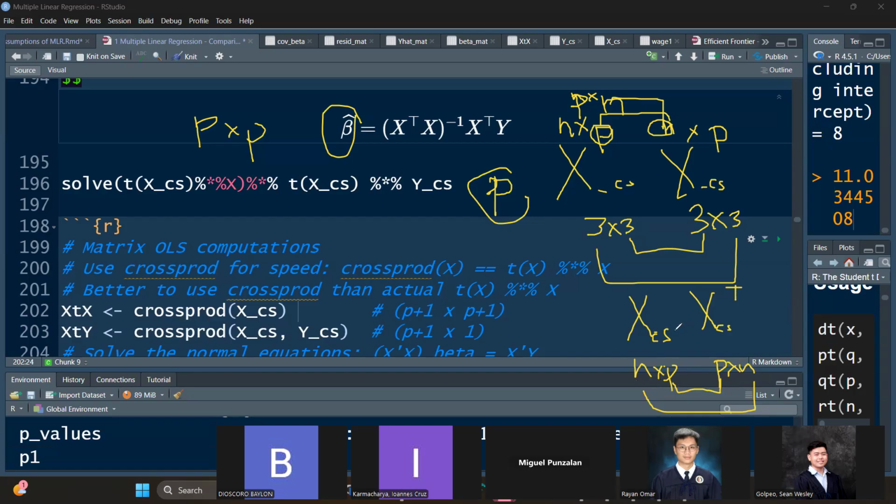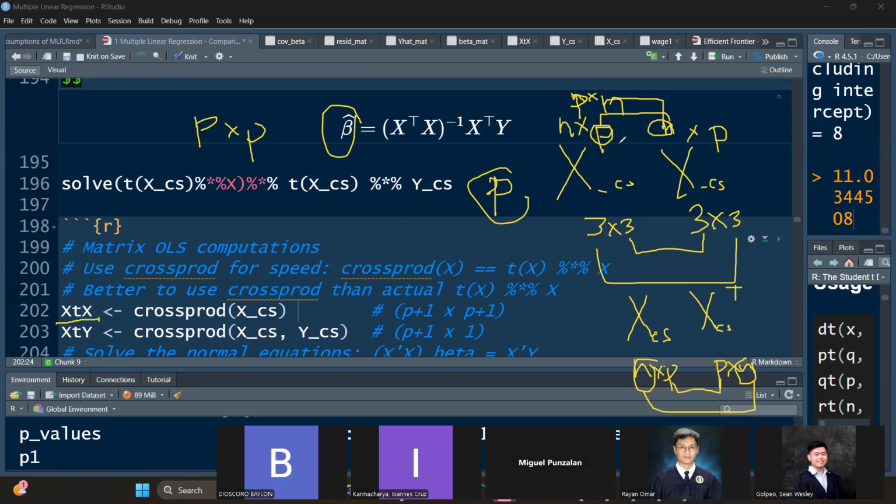Because if you do X times X transpose, yes, this can be multiplied, but it will give us the wrong answer because the answer is n by n. And n is not the size of your parameters. The size of your parameters is p. So that's why you get the transpose first and then multiply by X. So that's why this one gives us X transpose times X.